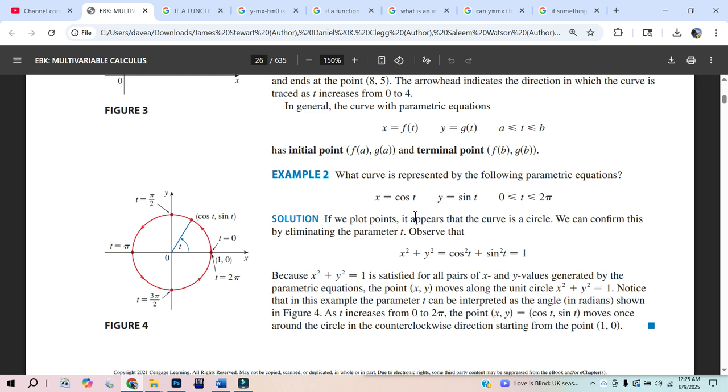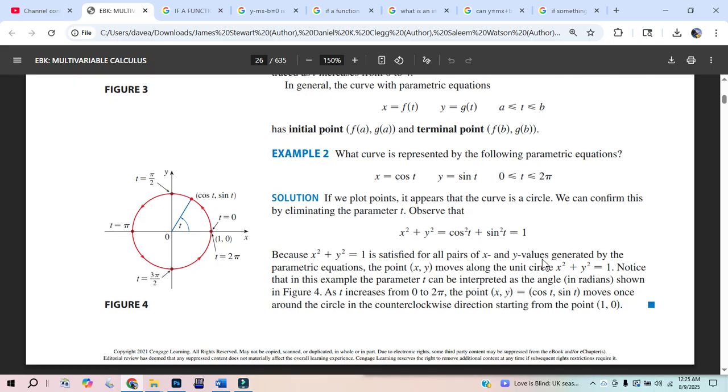What's their process of eliminating that parameter? They just say x squared plus y squared is equal to cosine squared t plus sine squared t, which is equal to 1. And they're going to say because x squared plus y squared is equal to 1 is satisfied for all pairs of x and y values generated by the parametric equation. The points x and y move along the unit circle.